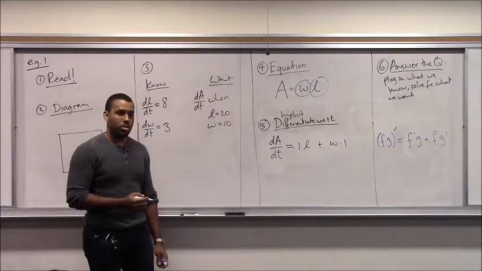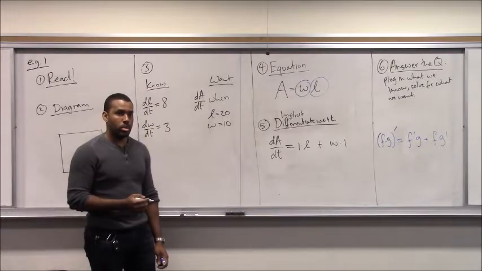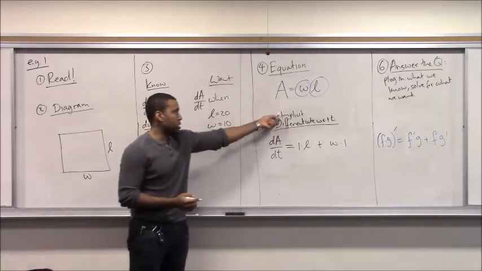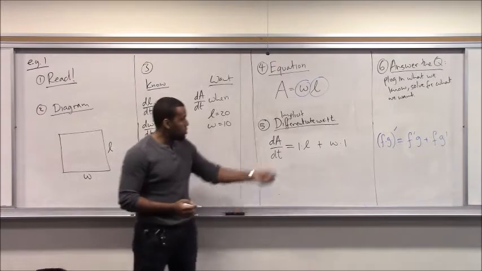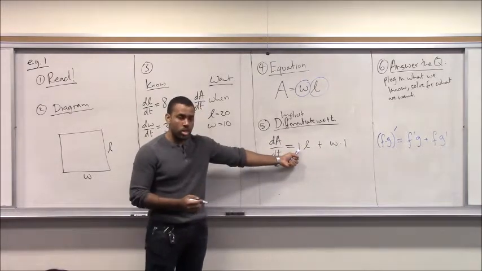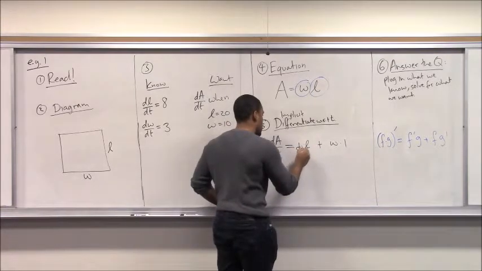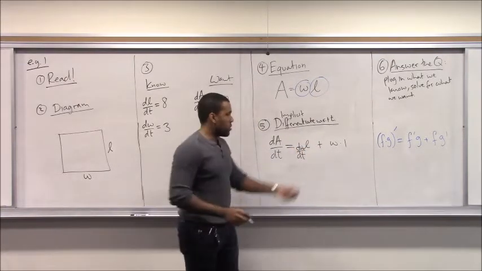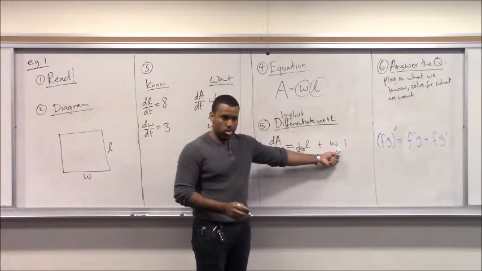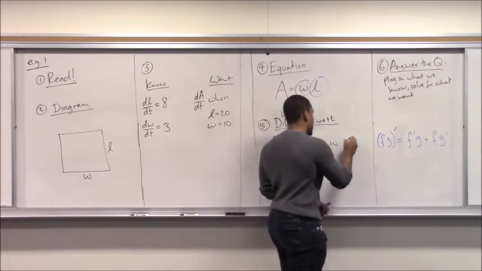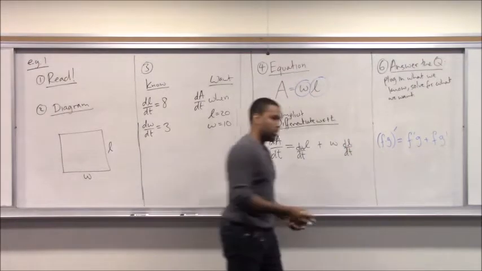Because you have to do the chain rule, right? It's implicit differentiation, which means if you differentiate the W, what do you need to do? You have to multiply by dW/dt. If you differentiate the L, what do you need to do? You have to multiply by dL/dt. You cannot forget the chain rule.